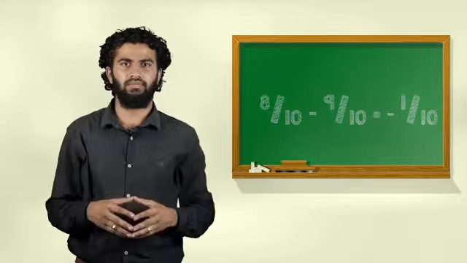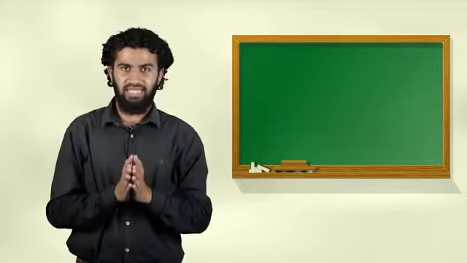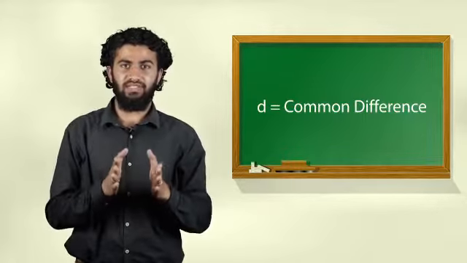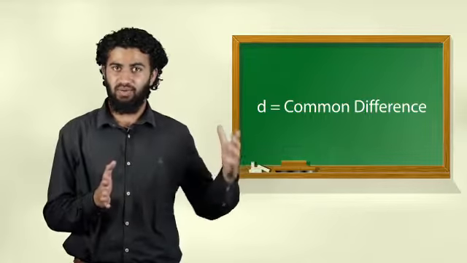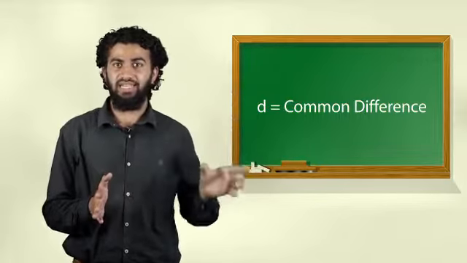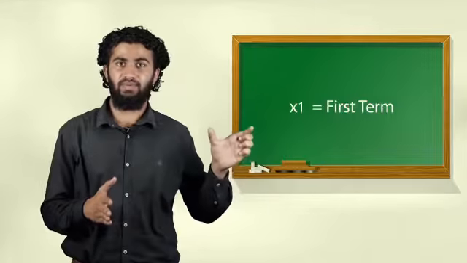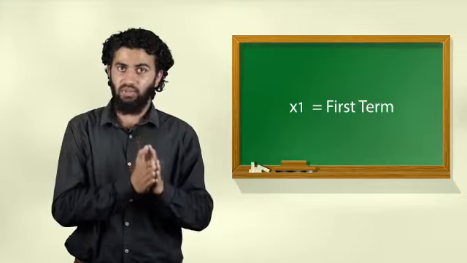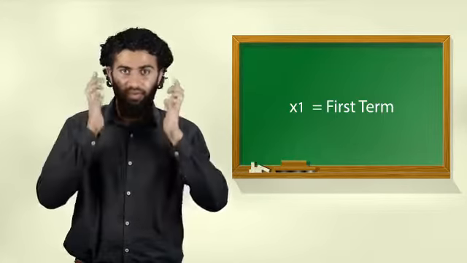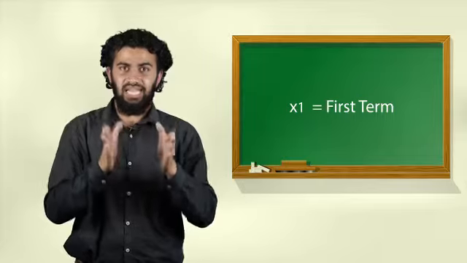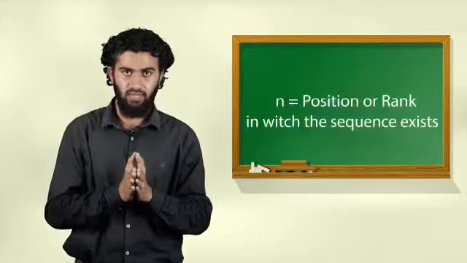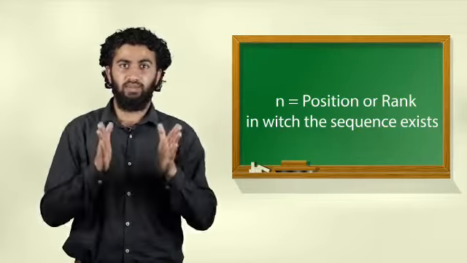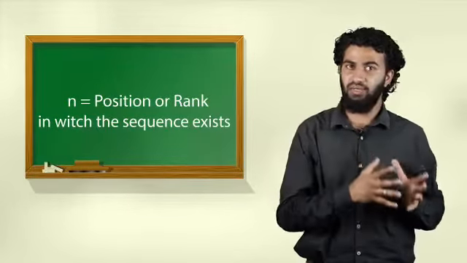In all the examples, I am naming the common difference as the letter D. There are many sequences present here, and through the entire sequence, I am representing the first term with the letter X. So X1 represents the first term. You have to keep that in mind. X1 represents the first element of the sequence, D represents the common difference of the sequence, and N means the position or rank of the term in the sequence.